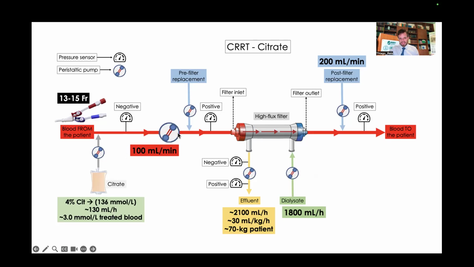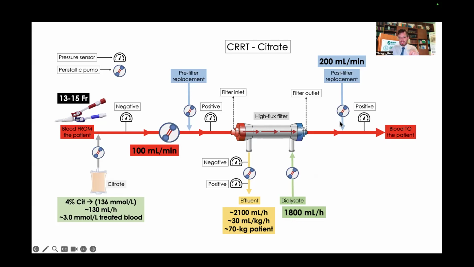And then the blood passes through the pump, gets access to the filter, and here for a patient with 70 kilograms, a dialysate flow of 1800 mLs per hour would be enough. This would give this patient a dose of 1800 mLs per hour.